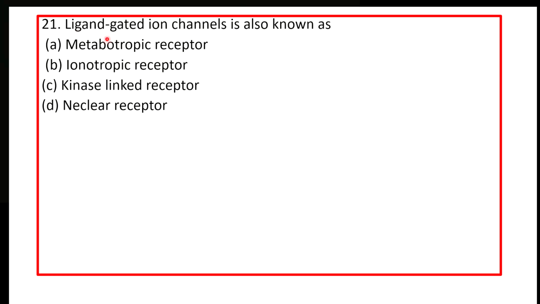Question number 21. Ligand gated ion channel also known as. Very easy question. Ligand gated ion channel is also known as ionotropic receptor. B is the correct answer.